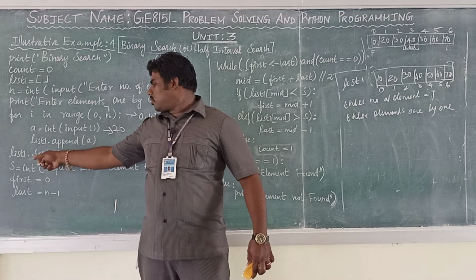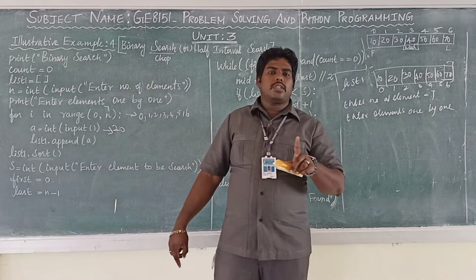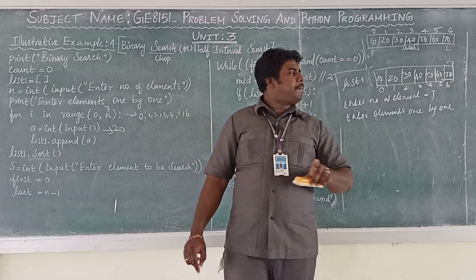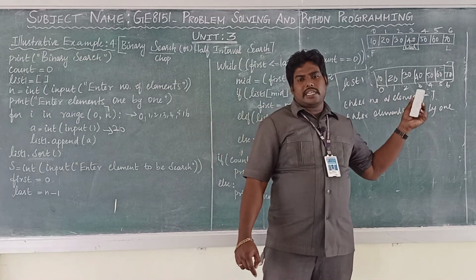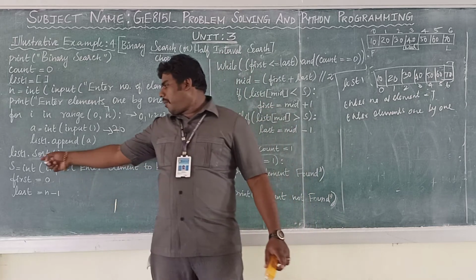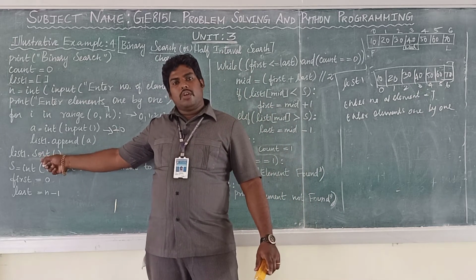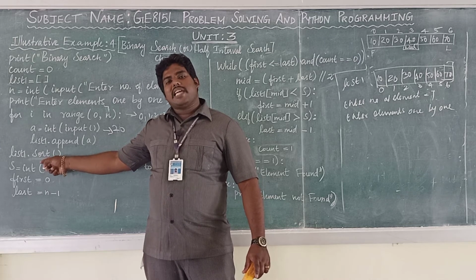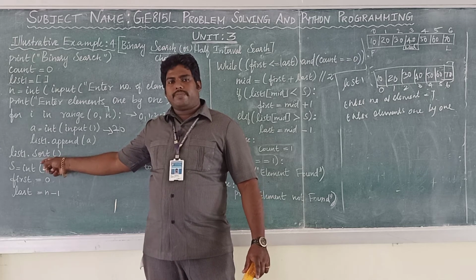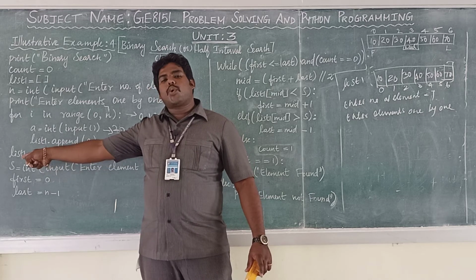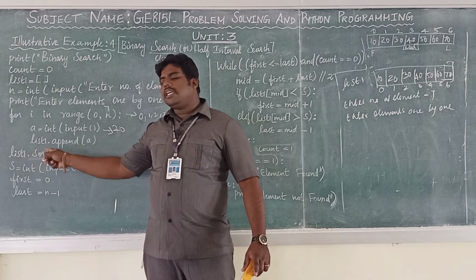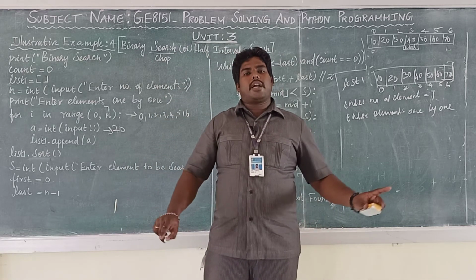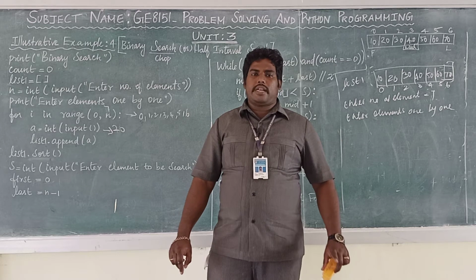What is this line? List 1 dot sort. The first rule, always the input should be in ascending order. Suppose your input is not in ascending order, then I am using another predefined function, sort. What will it sort? The sort function will sort the elements in ascending order. Which elements? The list 1 elements. That is, list 1 dot sort. So all the list 1 elements will be sorted into ascending order.